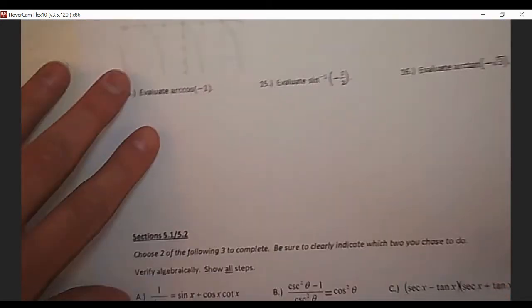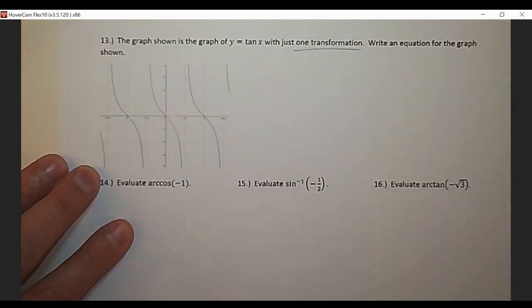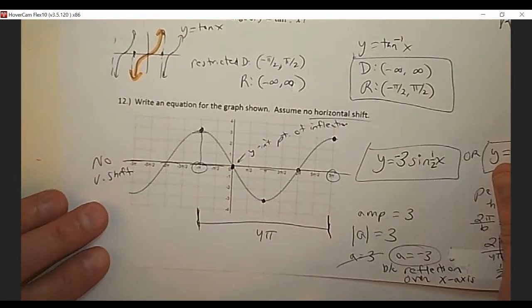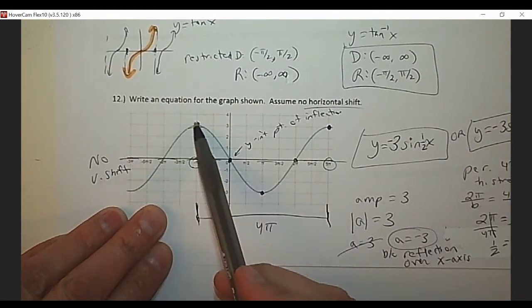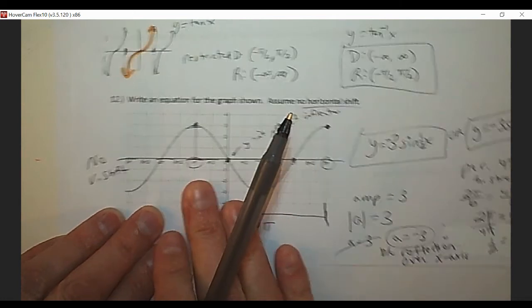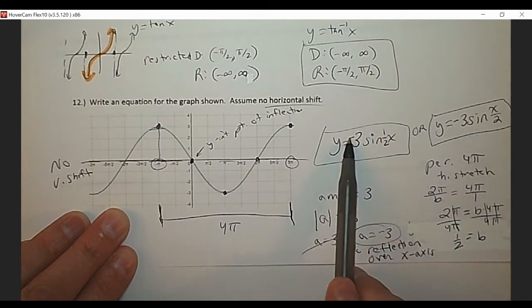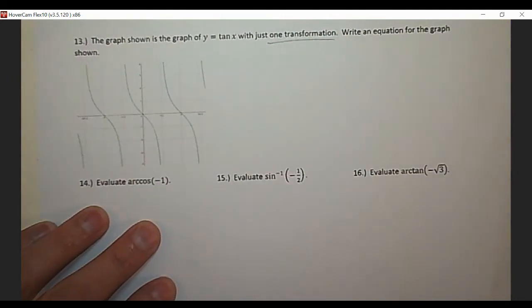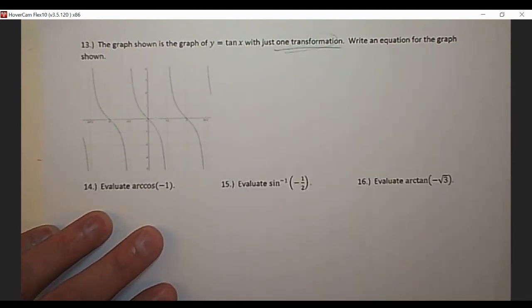Number 13 is a tangent graph. When I give you a graph of tangent and ask you to write the equation, I only did that with one transformation because sine and cosine have more clues. We have the midline, we have the amplitude, and we're more familiar with these graphs. So I can give you a graph for sine or cosine that has quite a few transformations in it, like a reflection, a vertical stretch, and a horizontal stretch, and you can actually figure it out. For tangent, that would be far more complicated because we don't have amplitude, we don't really have midline, and we didn't spend as much time on tangent. So that's why I just do this with one transformation.